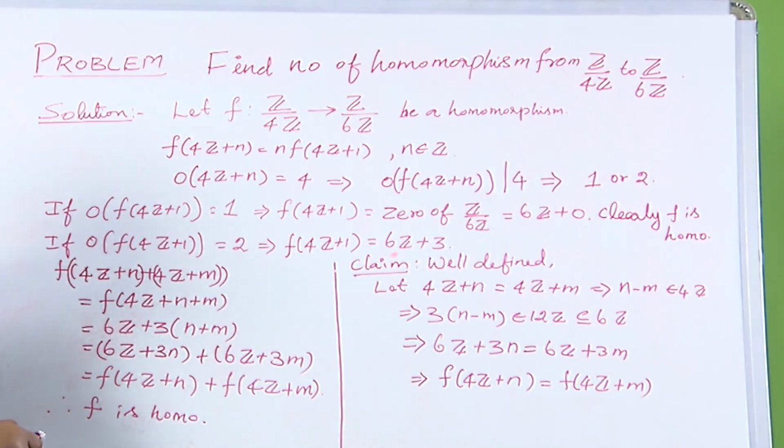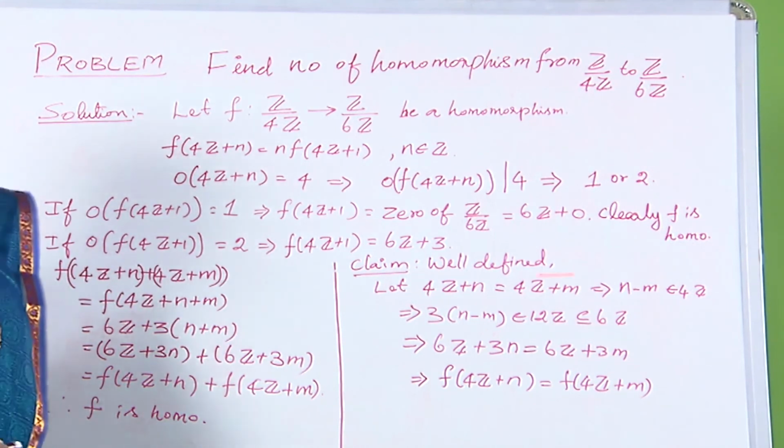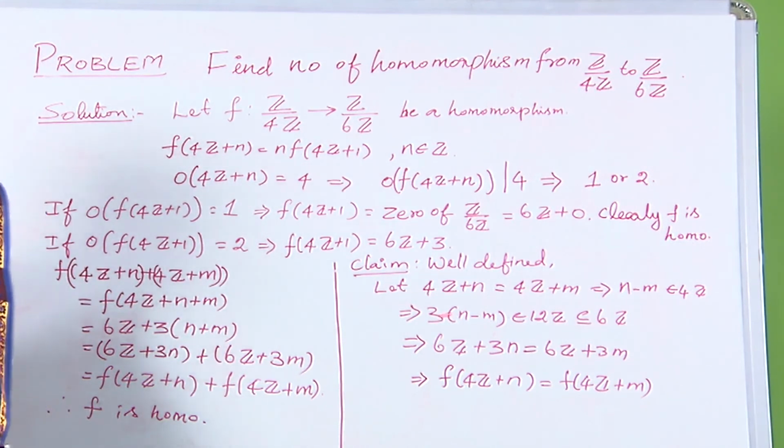So this is the mapping, and from this we have proved that f of a plus b is equal to f of a plus f of b. We have reduced it to that form. So this is a homomorphism. Now we have to check whether this mapping is actually well defined. Let 4Z plus n be equal to 4Z plus m. Now we need to prove that f of 4Z plus n is equal to f of 4Z plus m.